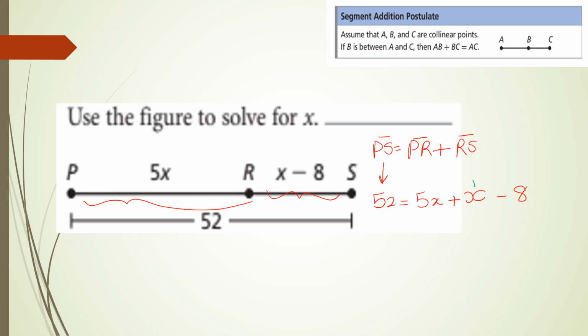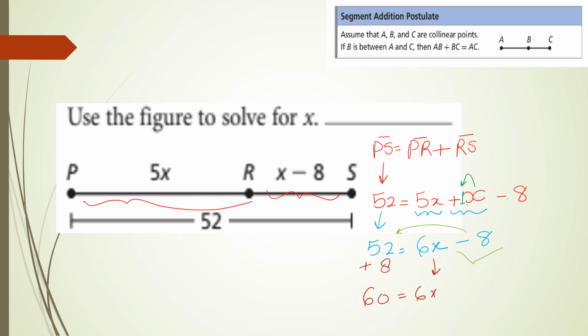Now solve. Before the x, there is no number, which means it's an invisible 1. Combine the like terms, which means write the 52 as it is. On this side, this is x and this is x. 5 plus 1 gives you 6x. Minus 8, write down as it is. Now there is negative 8, bring it to the other side because you want to solve for x. Minus 8 goes to the other side and gives you plus 8. Now 52 plus 8 gives you 60 equals 6x.